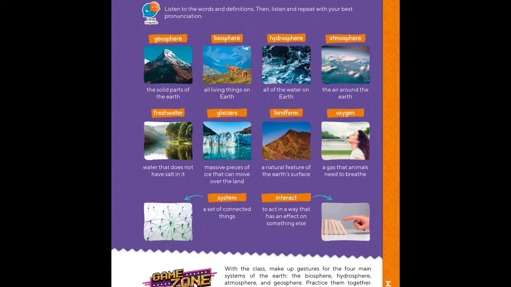Then we have fresh water. Water that does not have salt in it. It is actually water that we can drink. Okay, it's not salty, it's sweet. Then we have glaciers, massive pieces of ice that can move over the land. Then we have landform, a natural feature of the Earth's surface. Landform.